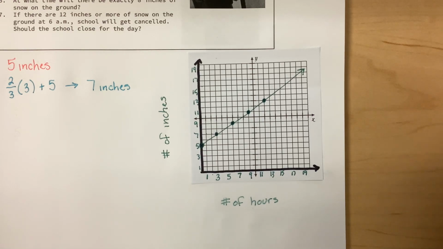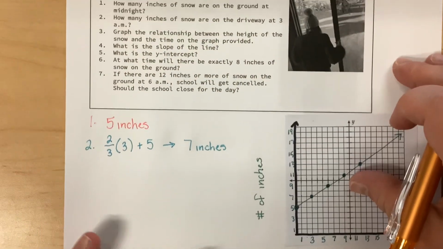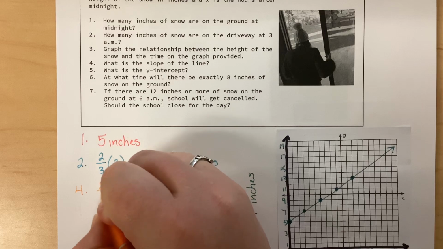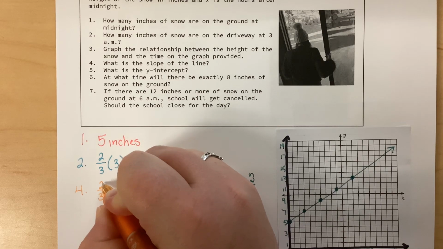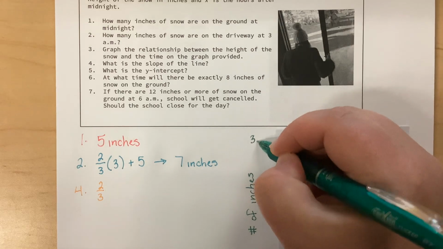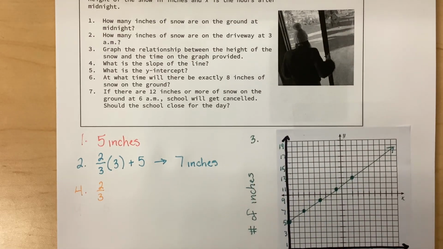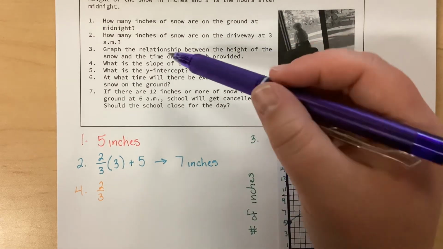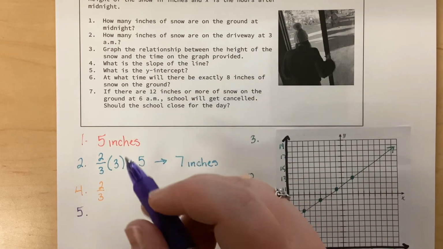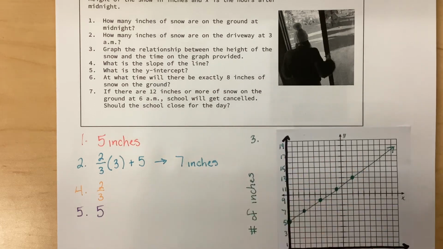All right, number 4 says, what is the slope of the line? So we've kind of already answered that. So number 4, the slope is 2/3. That means 2 inches of snow every 3 hours. And again, this was problem number 3 over here. Number 5 is, what is the y-intercept, which we've already answered. The y-intercept is 5. Okay.